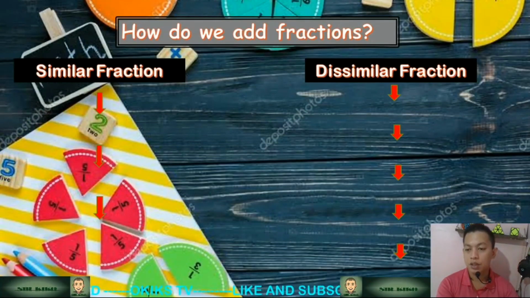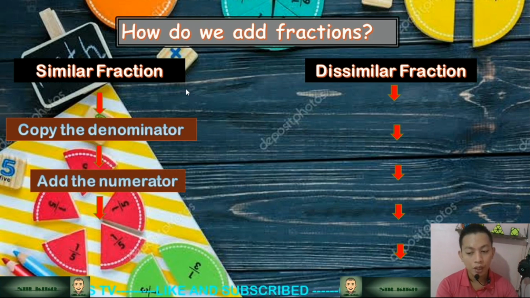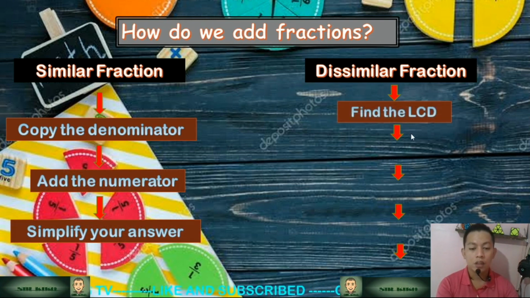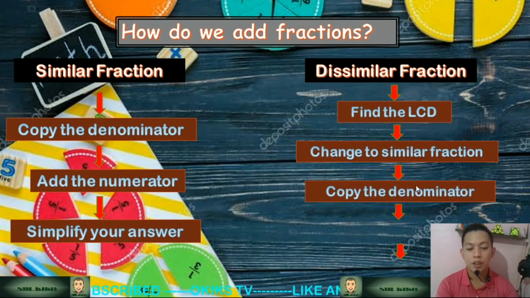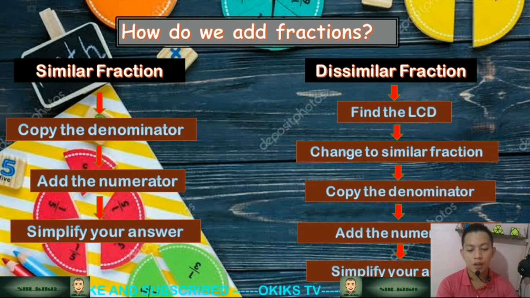Okay, next. So how do we add fractions? Let's try first with similar fractions. First, you're going to copy the denominator. Next, you're going to add the numerators, and then simplify your answer. And then how about dissimilar fractions? You're going to find first the LCD and then change to similar fractions, and then copy the denominator and add the numerators. Simplifying your answer is very important.